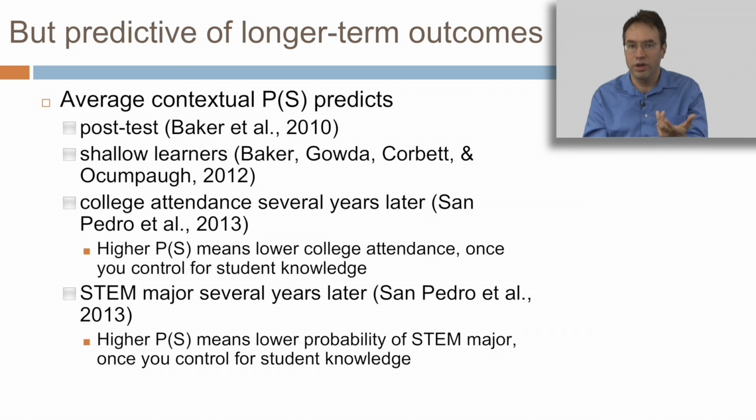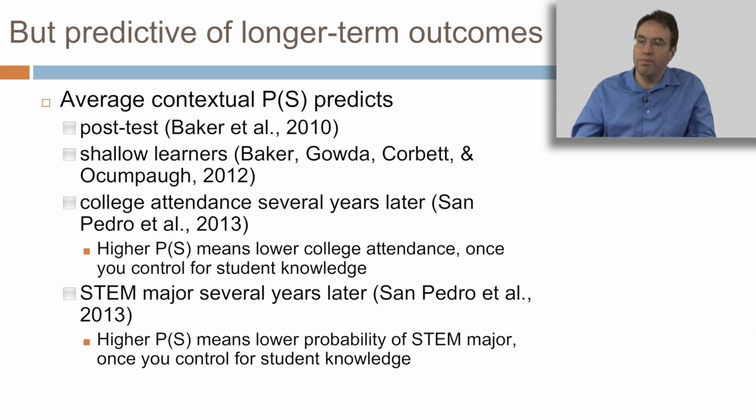In San Pedro et al. 2013, she was able to show that average contextual probability of slip for middle school students across the course of the year was associated with lower probability of attending college several years later, once you control for student knowledge. And she was also able to find that it was predictive of STEM major several years later. So, does a student major in a math or science related career? Higher average probability of slip in middle school makes it less likely that you're going to major in science or math when you get to college several years later, once you control for student knowledge. So this is some pretty, to me, interesting uses of this model that was beyond its initial idea.